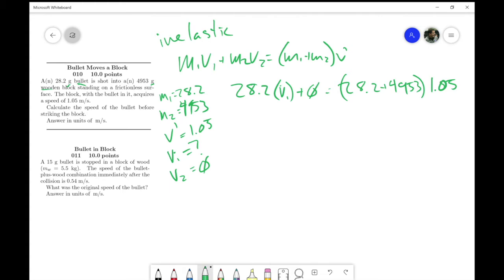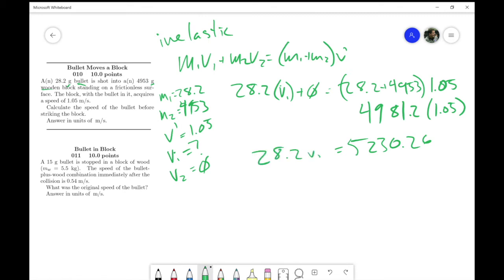We can add the 28.2 and the 49.53 together, and we get 49.81 times the 1.05. I can multiply those, and I get 5,230.2. On the other side, 28.2 times V1. So now we just divide both sides by 28.2 and solve for V1.